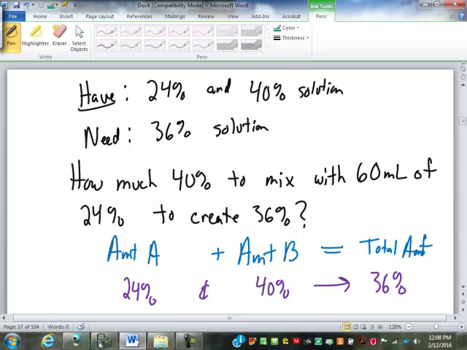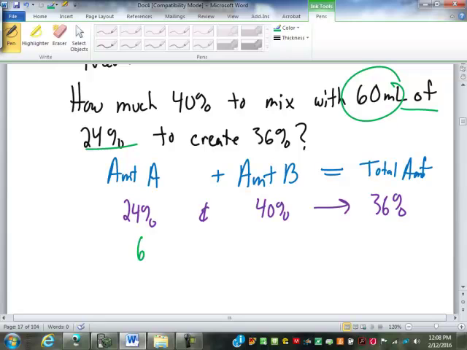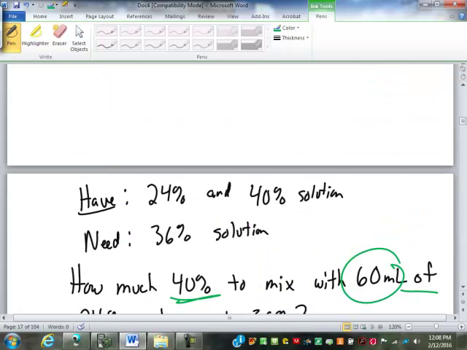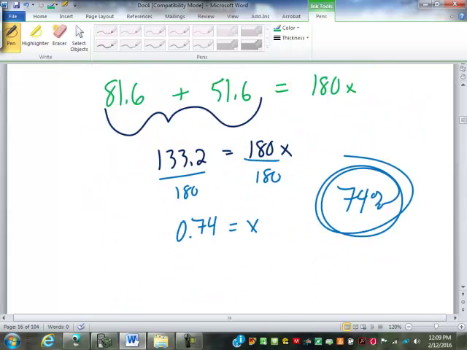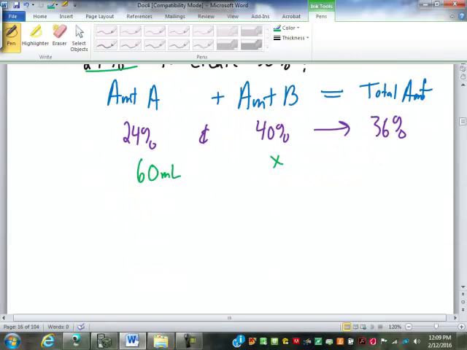Now, the only volume that's given here is 60 milliliters of the 24%. So that's going to be 60 milliliters. We are looking for the amount of the 40%. So we're going to let that amount be X. Now, what's the amount of the 36%? Well, if we scroll back up to this previous example, we had 120 milliliters, 60 milliliters. We added those together to get 180. So just the total of those was the volume of our total. The same will happen down here. 60 plus X is going to be 60 plus X.